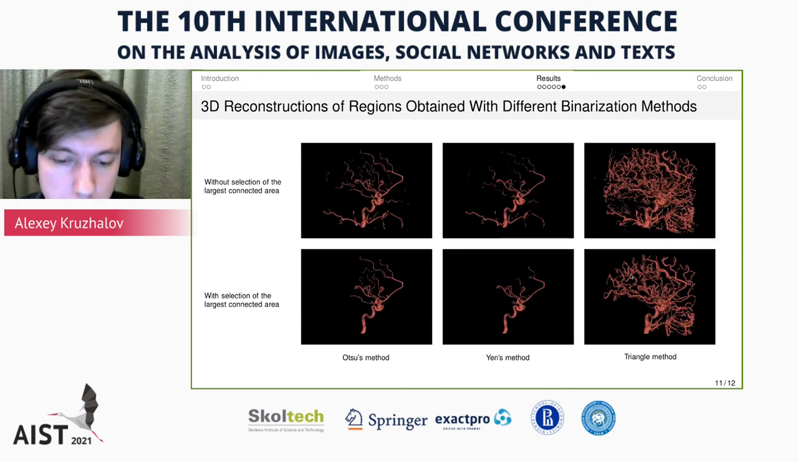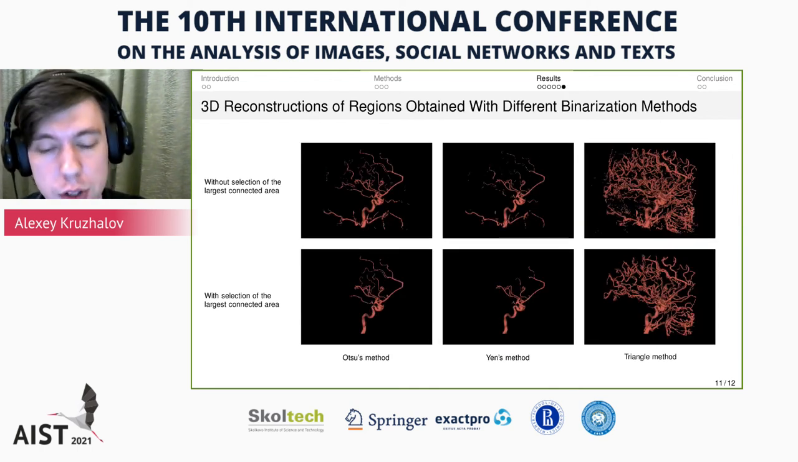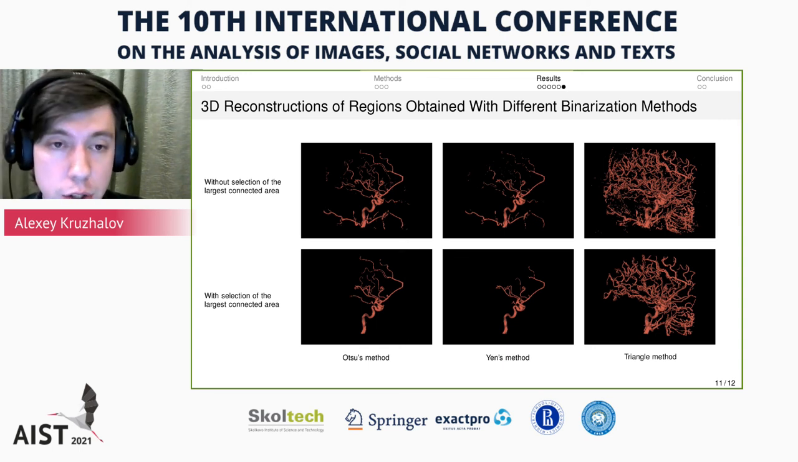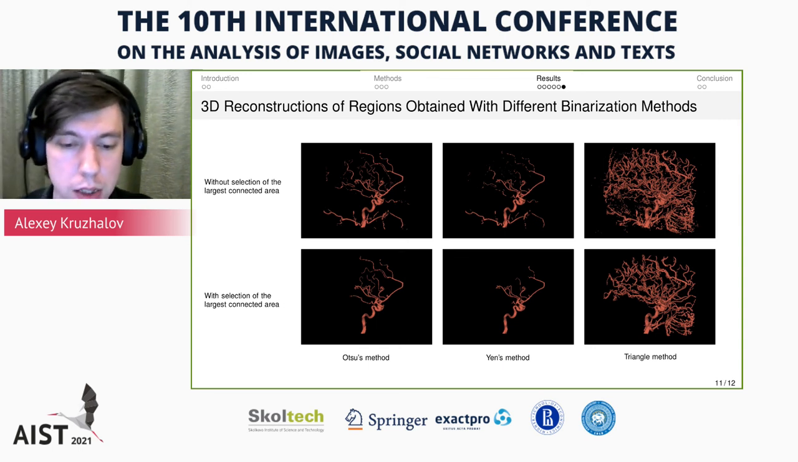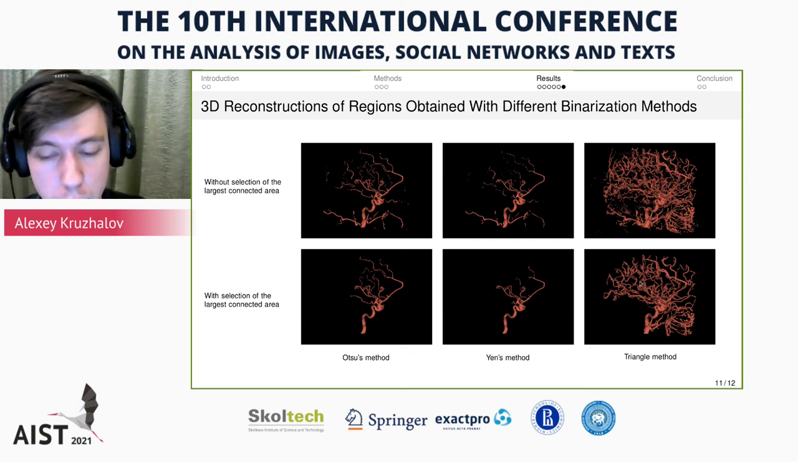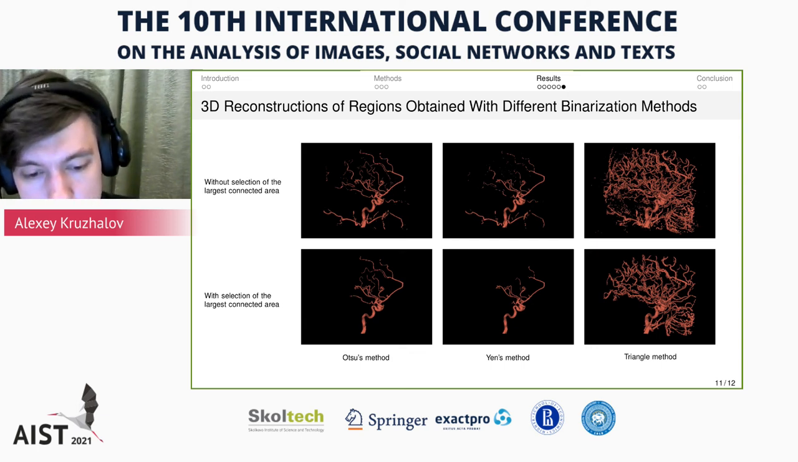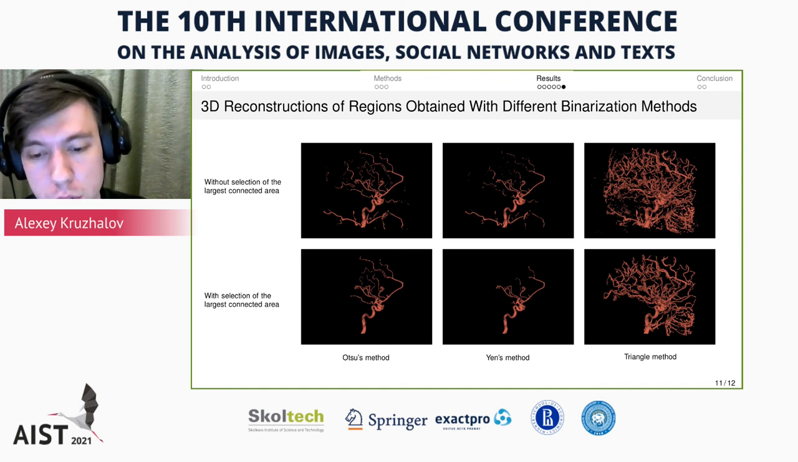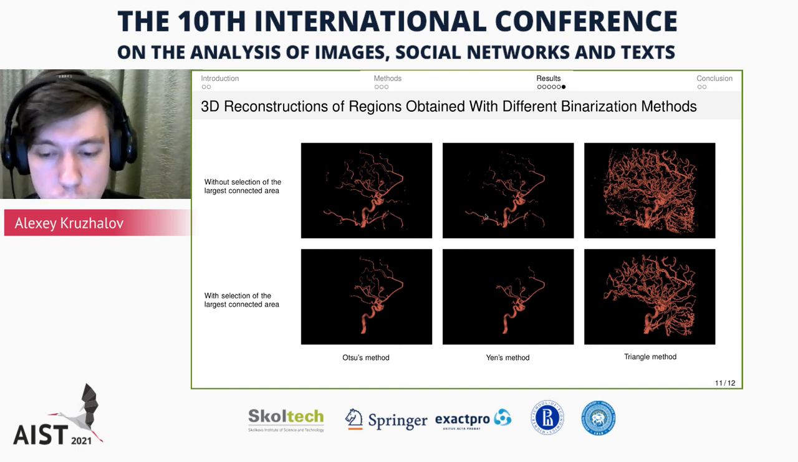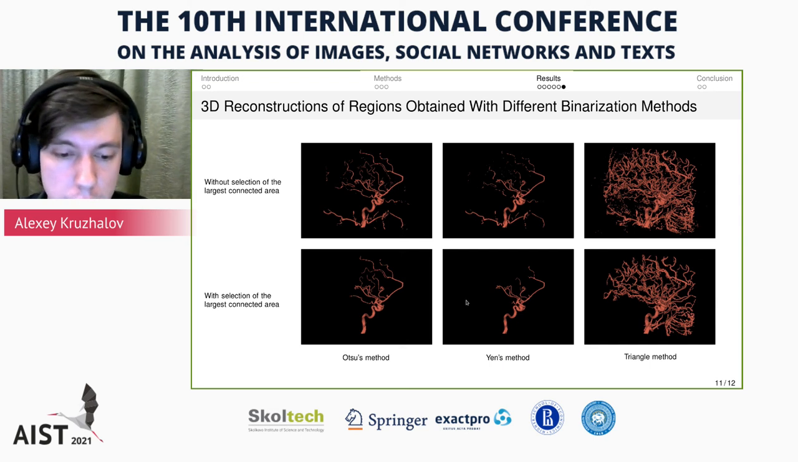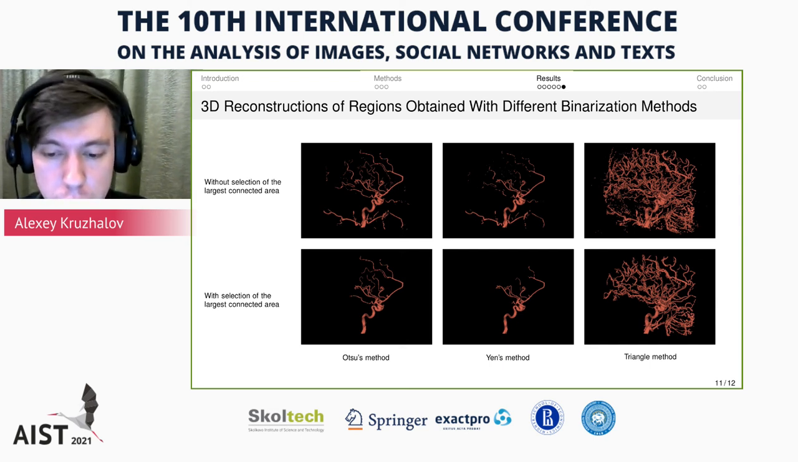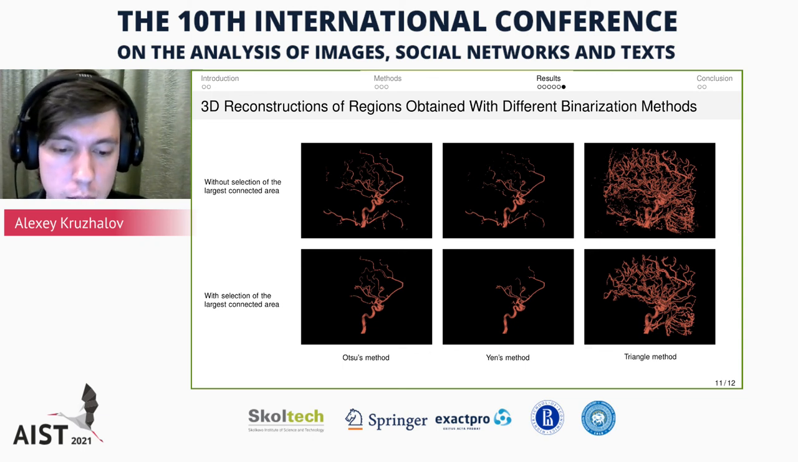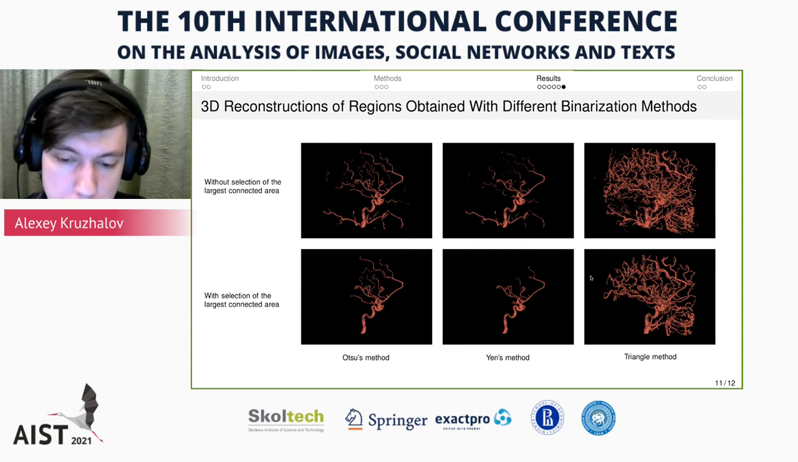To evaluate the structure of the selected region in the volume, 3D reconstructions of the regions obtained based on various algorithms were constructed using the 3D Slicer program. And in general, we can say that they confirm the previously made observations that the Otsu's and Jenks methods mainly delineate large vessels with high contrast, and the triangle method makes it possible to select a wider vascular network, including low contrast vessels of small size.